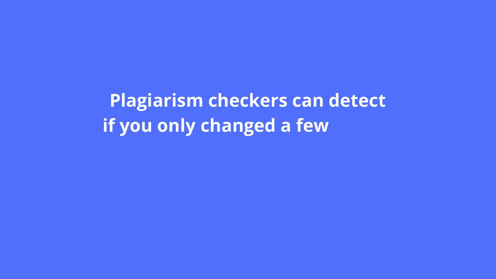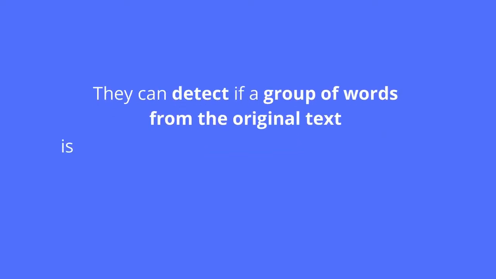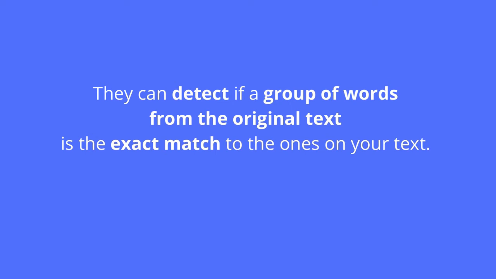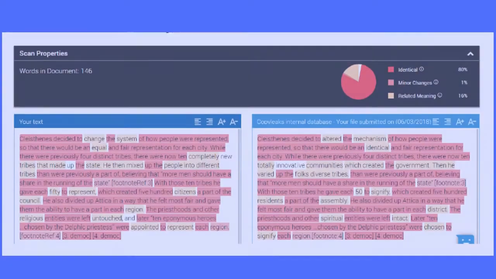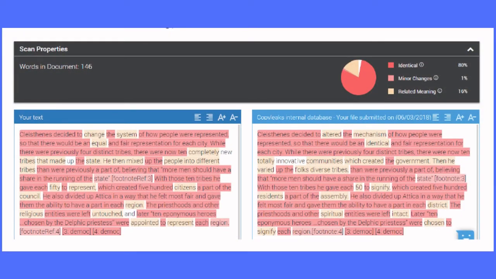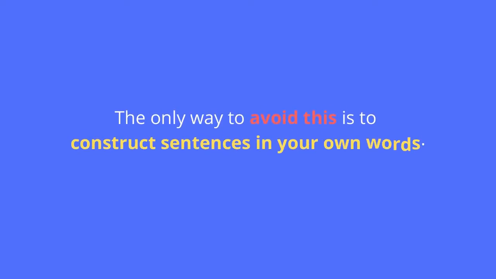Here's another thing. Today's plagiarism checkers can detect if you only change a few words from the original text. They can detect if a group of words from the original text is an exact match to the ones in your text. The only way to avoid this is to construct sentences in your own words.